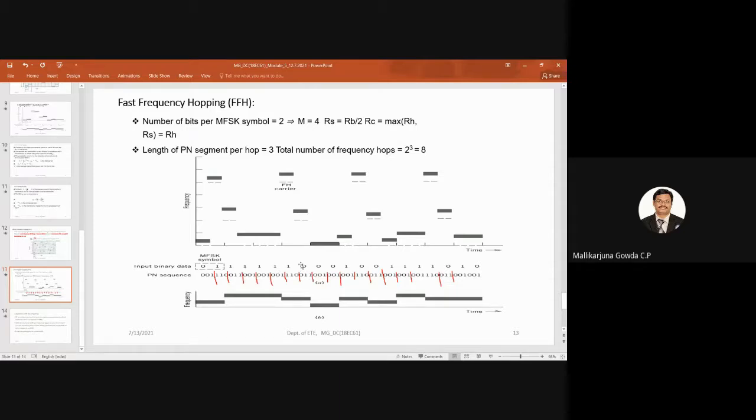Next is 1, 0. For this 1, 0, what is the hopping frequency? 1, 2, 3. This is the fourth one, no? So 1, 2, 3. For the symbol 1, 0, the hopping frequencies are what? 1, 1, then 6. Is that correct?